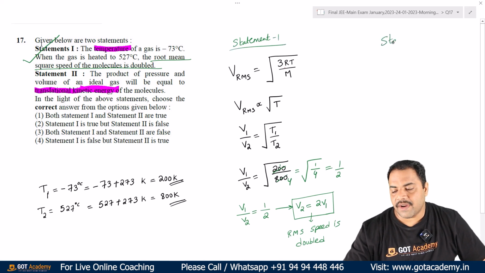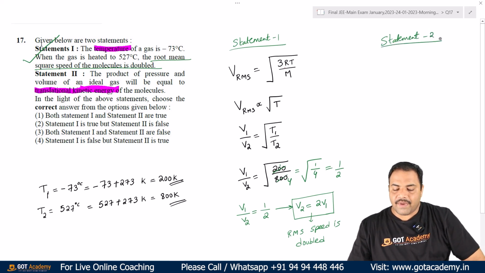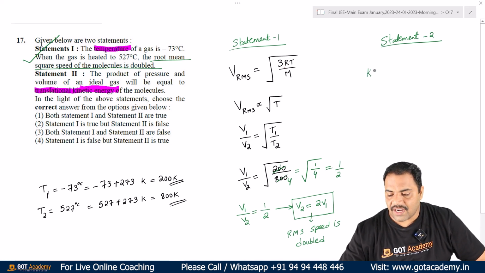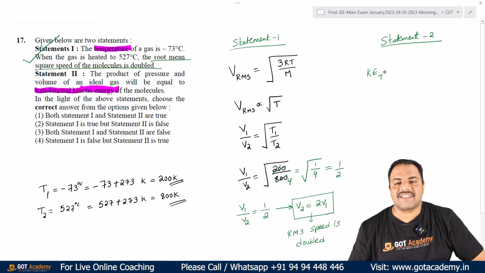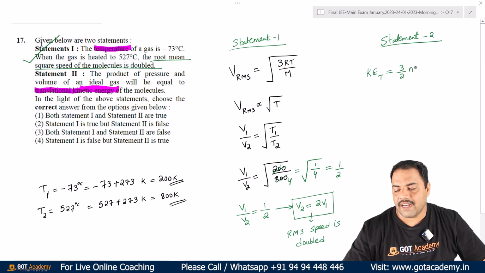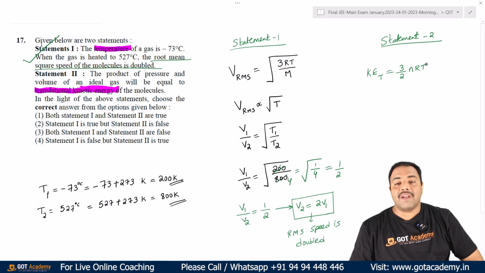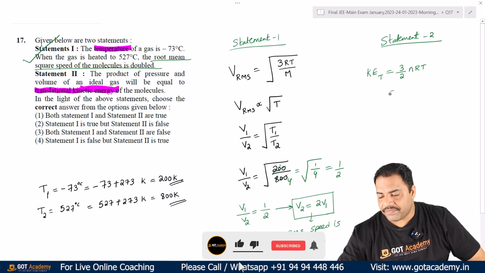Coming to statement 2, what is it saying? The product of pressure and volume will be equal to the translational kinetic energy. That is what he is saying. Translational kinetic energy, with K suffix T. What is the formula for translational kinetic energy? It is 3 by 2 nRT. It is not just P into V. It is 3 by 2 times nRT, or you can say 3 by 2 times PV.